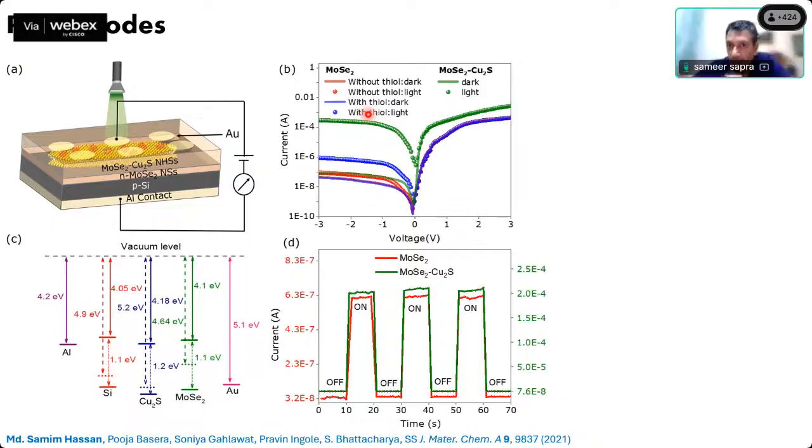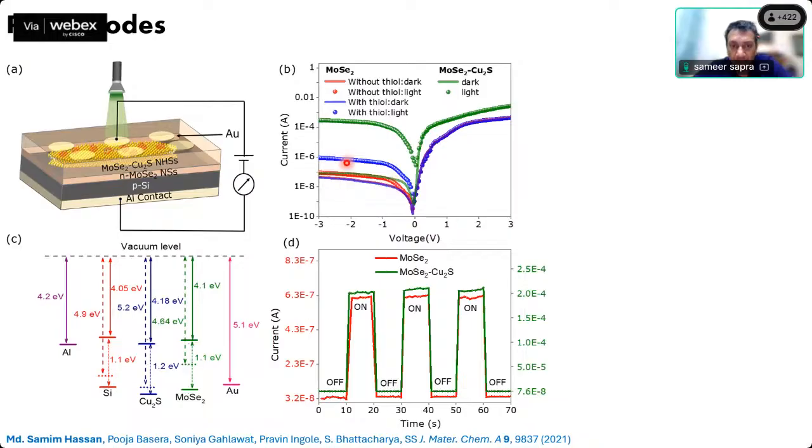If you put some thiol, what you've done is essentially passivated the defects. If you passivate the defects, then your charge carriers can move through more easily. And therefore, this is your dark current. The dark current is almost similar. That's your bright. I think that's a 100-fold increase.